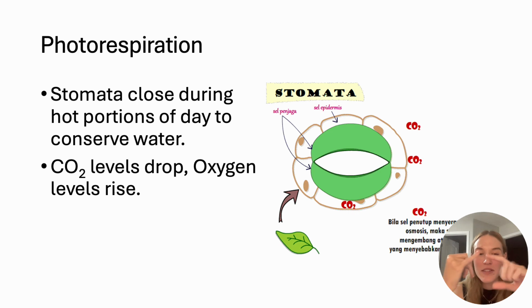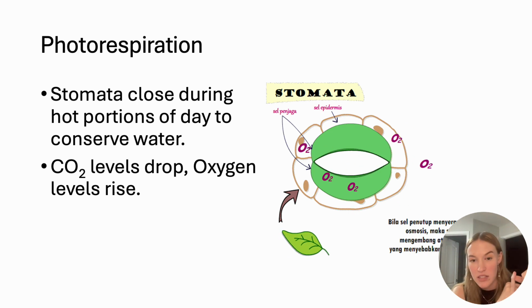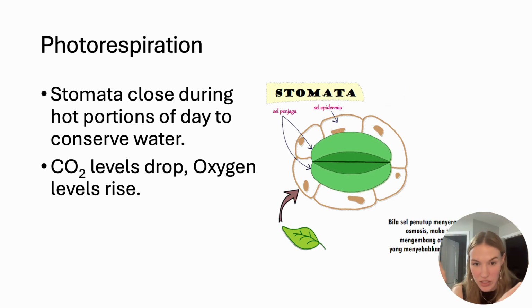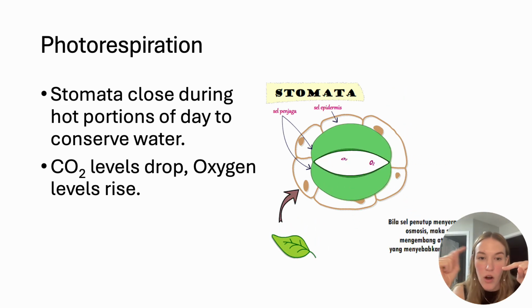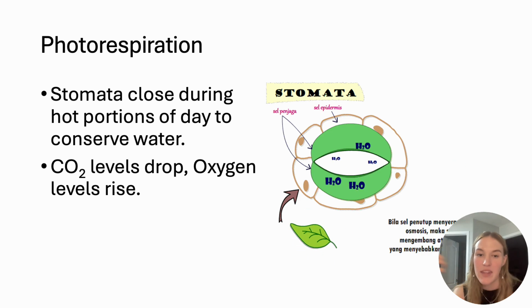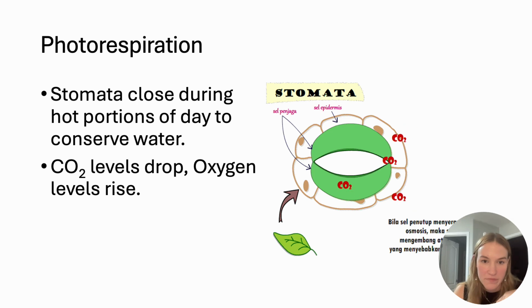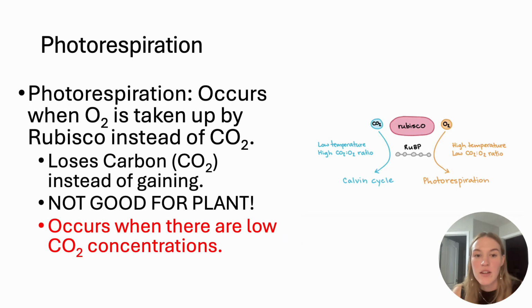And now, because the light reactions are happening, we're getting ATP, which is good. We're getting NADPH, which is good. But then we go into the Calvin cycle, and we're starting to consume all of the CO2 because the stomata are closed, so they can't bring more CO2 in. Now, this is photorespiration. It is going to be when Rubisco, an enzyme, takes up O2 instead of CO2. And this isn't good for the plant. This occurs when concentrations of CO2 are low and oxygen is high.